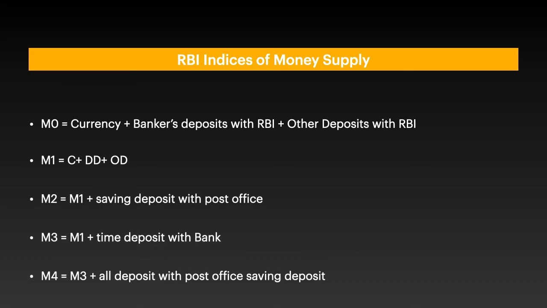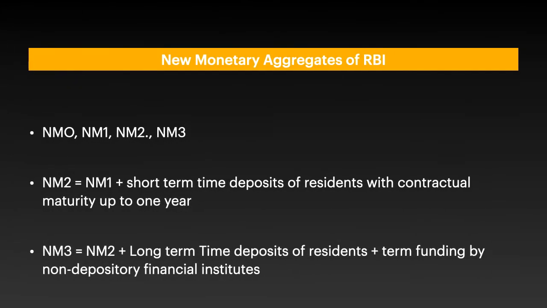These are basically the traditional indices of money supply as defined by RBI. The new monetary aggregates, defined and compiled on the basis of recommendations of the Working Group on Money Supply under the chairmanship of Dr. Y.V. Reddy, are NM0, NM1, NM2 and NM3.